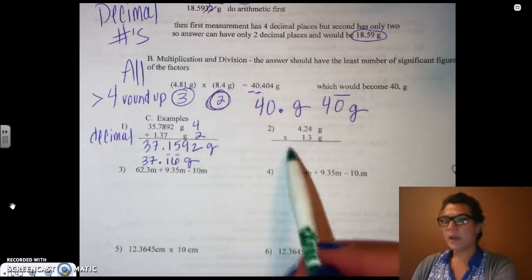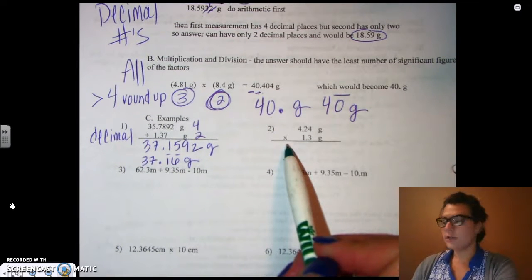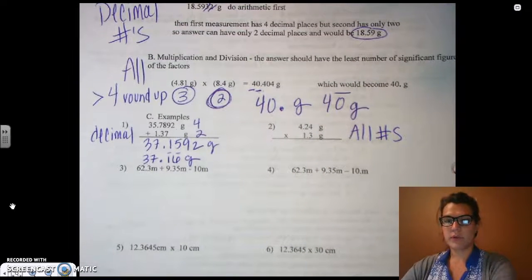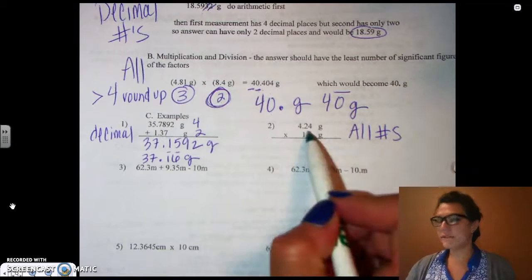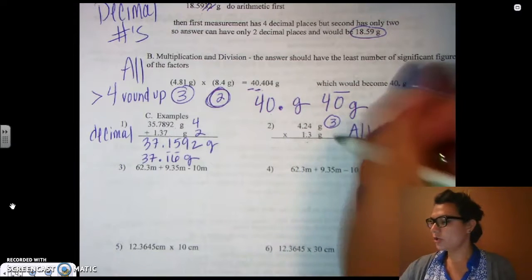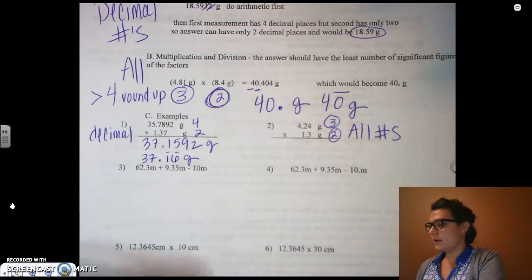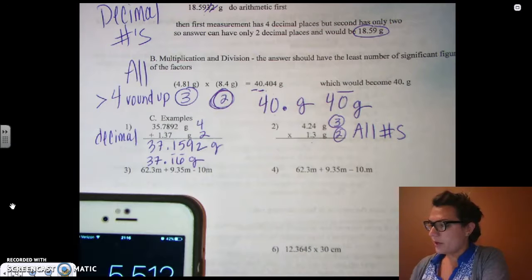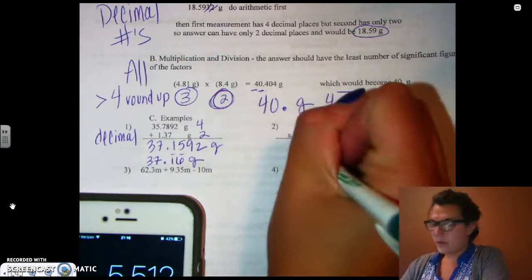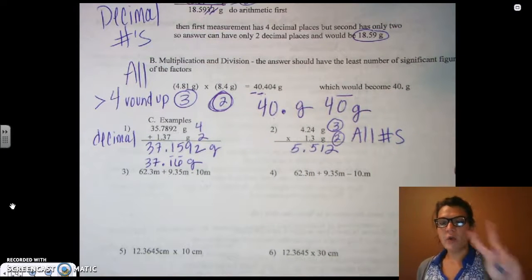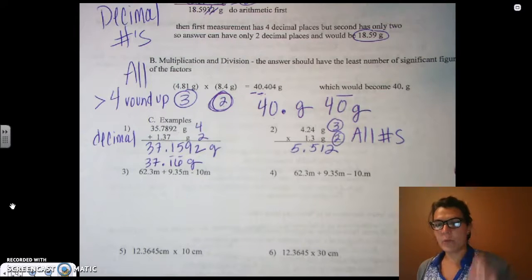Number 2. It is multiplication. So I'm looking at all numbers. Okay? So how many sig figs in my first number? 3. How many here? 2. And I'm going to plug this into my calculator. So I'm going to do 4.24 times 1.3. And I got 5.512. Okay? However, I only need 2 significant figures because of my 1.3.